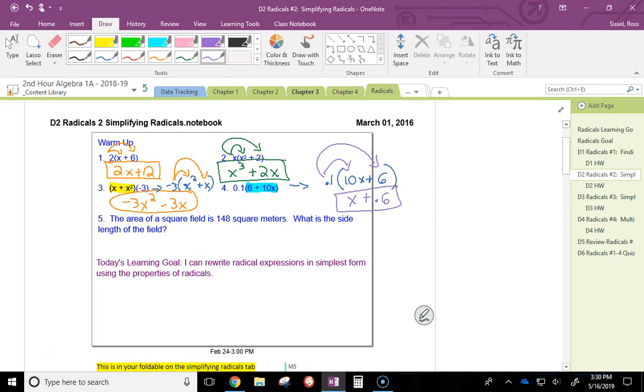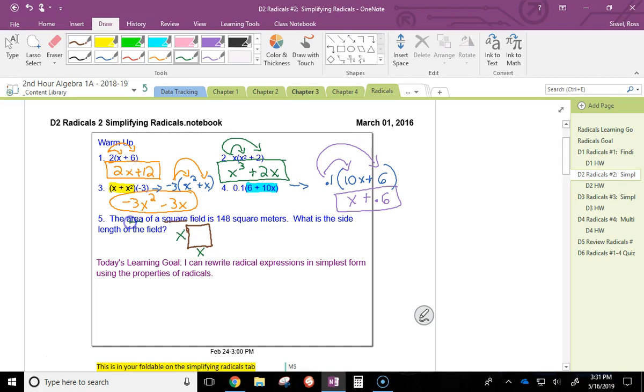On number 5, the area of a square field is 148 square meters. What is the side length of the field? Very first thing is I always draw this. Oh, actually I failed at my drawing because I drew a rectangle and it says it's a square. Remember, the important thing about a square is that all my side lengths are the same. It doesn't tell me the width or length of my field, so I can use a variable, and I know they both are going to be just x. With a square, my sides are the same.